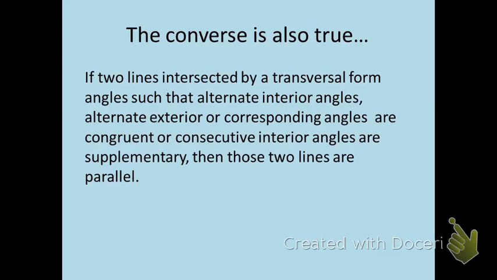Well, the converse is when you switch the hypothesis and the conclusion, and that is also true. So let's say you don't know the lines are parallel, but you know that when the transversal intersects the lines, corresponding angles are congruent, or alternate interior angles are congruent, or alternate exterior angles are congruent, then you can assume that the lines are parallel. So the converse is also true. So again, if lines are parallel, you know all those special angles are congruent, and if all those special angles are congruent, then you know the lines are parallel.